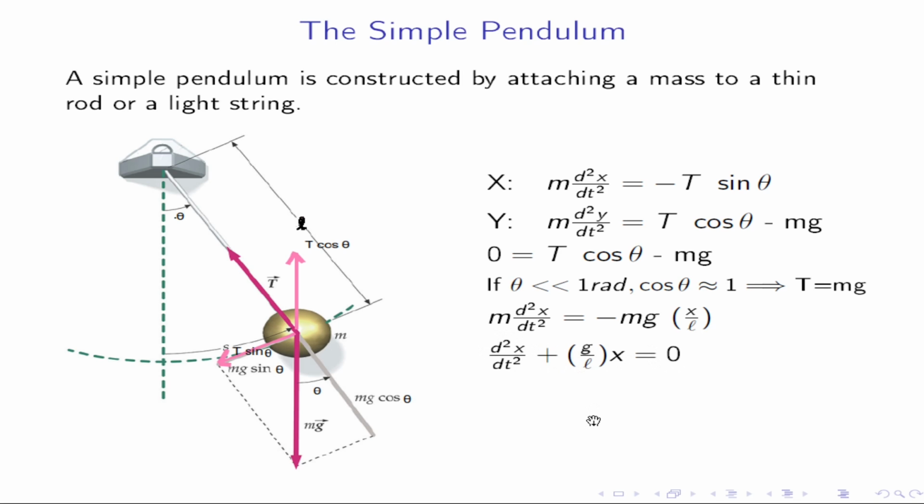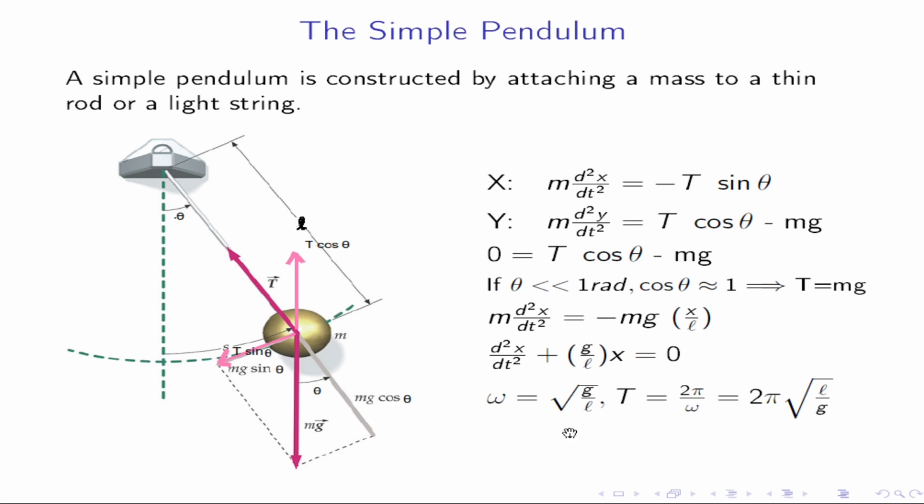This is exactly similar to our differential equation of the simple harmonic oscillator with omega equal to square root of g by L. T is 2 pi by omega, which is equal to 2 pi root L by g. That means the time period of oscillation of a simple pendulum is 2 pi root L by g.